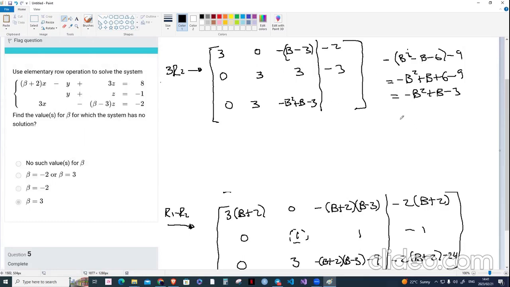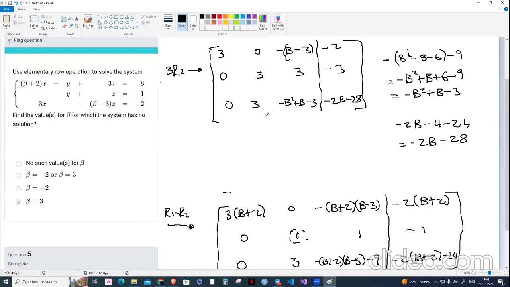Then this one we change as well. It's going to be minus 2B minus 4 minus 24, which would be minus 2B minus 28. So minus 2B, but it's going to be fast when doing this thing. So now these two numbers are the same.